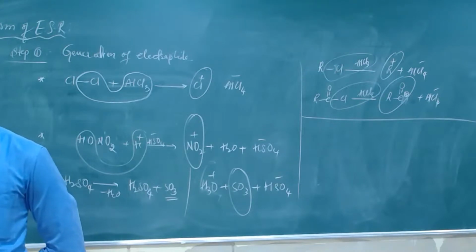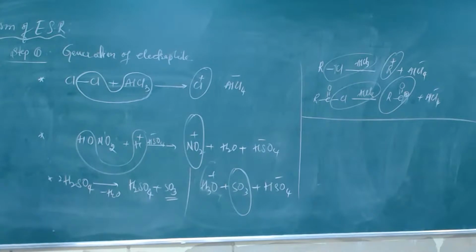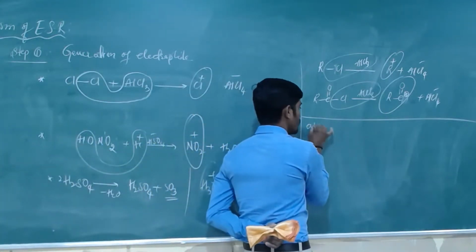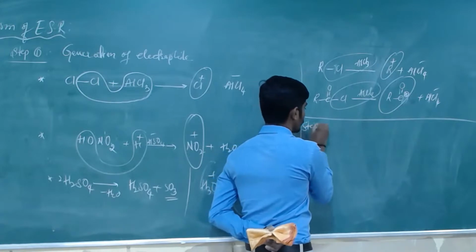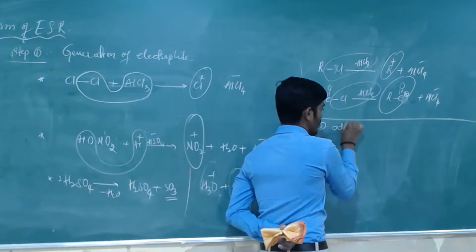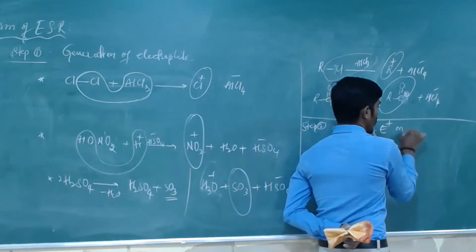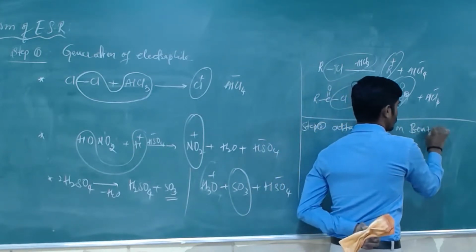Second step, attack of electrophile on benzene. First step, in a particular reaction, an electrophile is generated. There were five reactions. First step, electrophile is generated. Second step, attack of electrophile on the benzene ring.